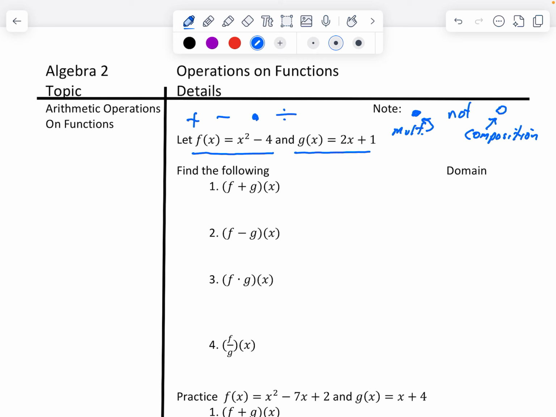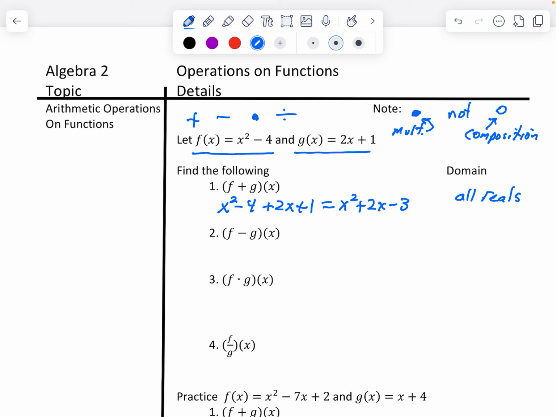So to add these two, you just take x squared minus 4 plus the 2x plus 1. And when you add those two, you get x squared plus 2x, and then minus 4 plus 1 gives me a minus 3. Our domain for this is all reals because there's no restrictions on either function, and when we add them, there's no restrictions.